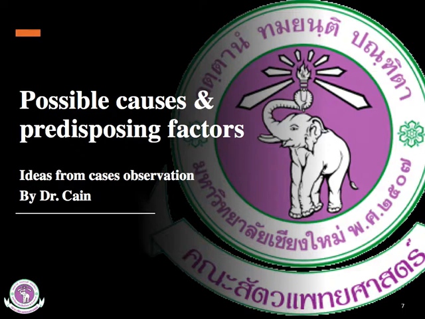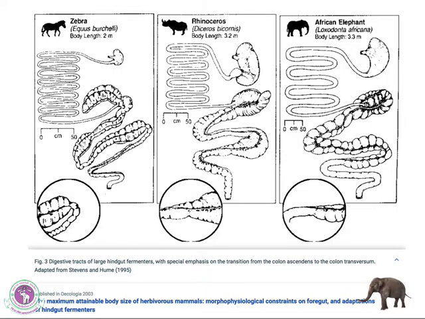I'm going to talk about the possible causes and predisposing factors of colic in elephants. This talk is constructed based on observation of real elephant cases. Elephants are hindgut fermenters, comparable to rhinoceros, horses and donkeys.